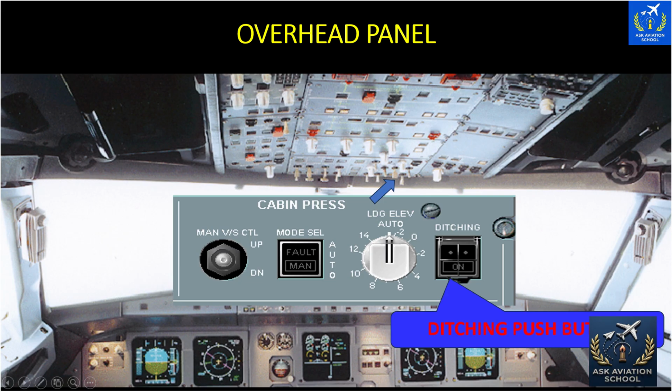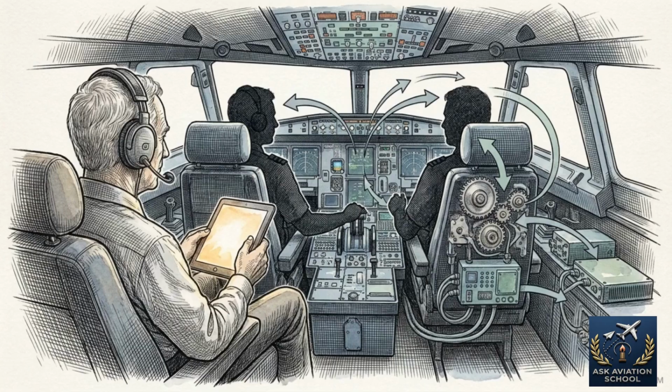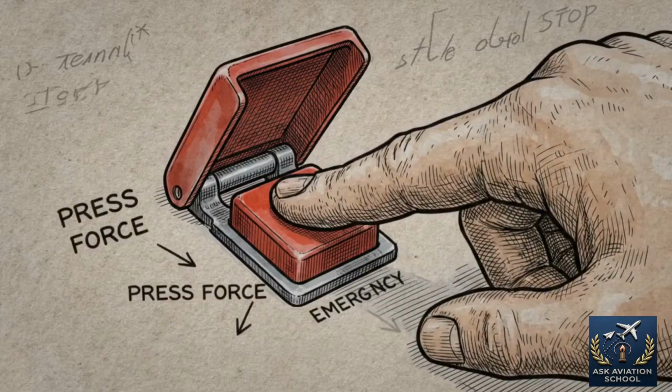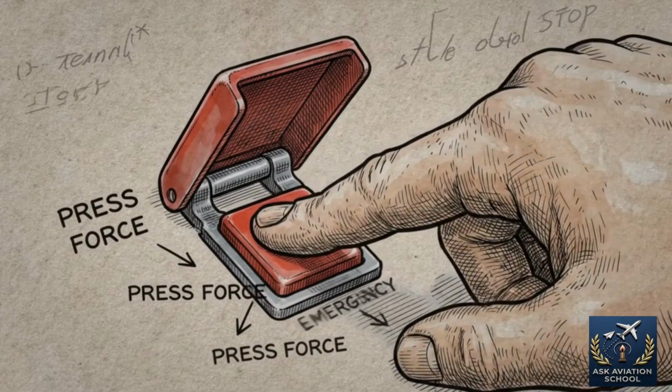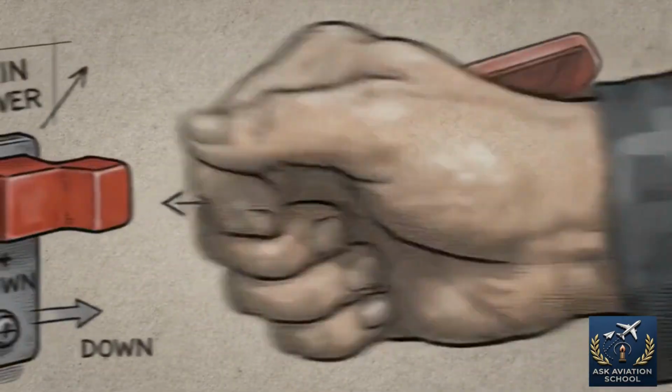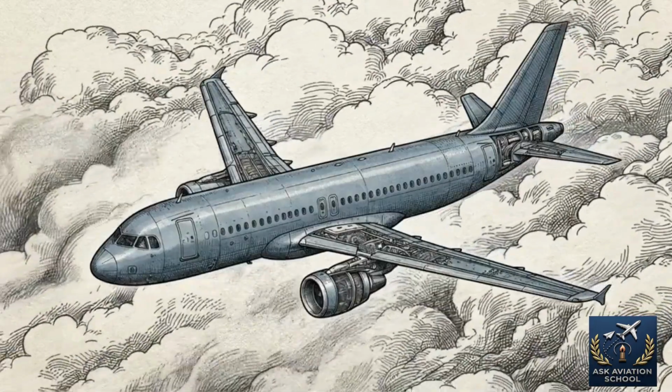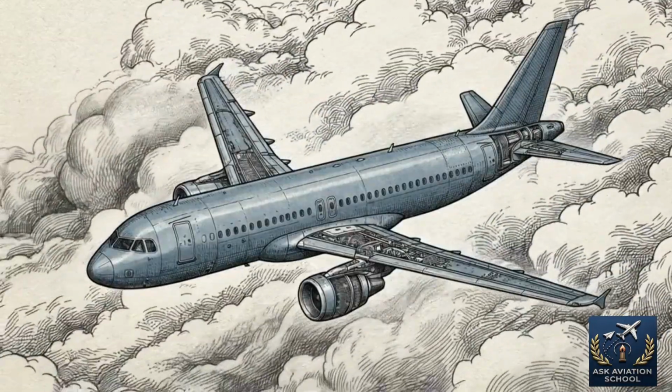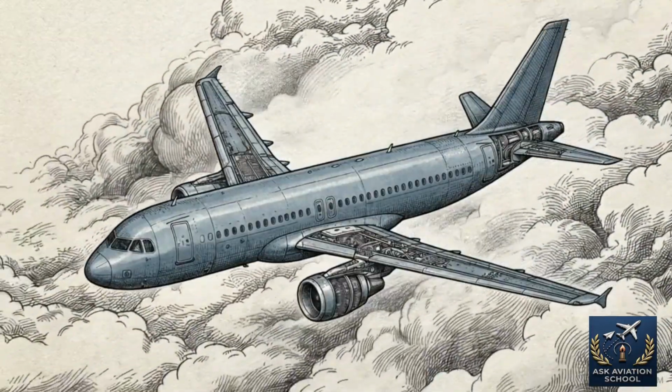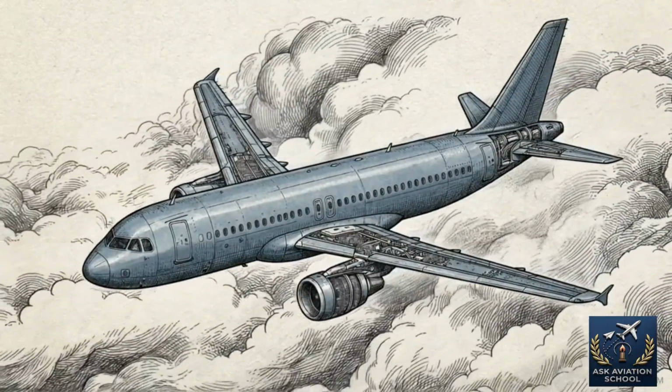This leads to a common check ride trap. If the pressurization system is currently operating in manual mode, the outflow valve will not close automatically when you press the ditching button. You must manually close it. Recognizing these thresholds and the manual logic of the ditching system provides the precise control needed to manage the aircraft's structural integrity during a failure.